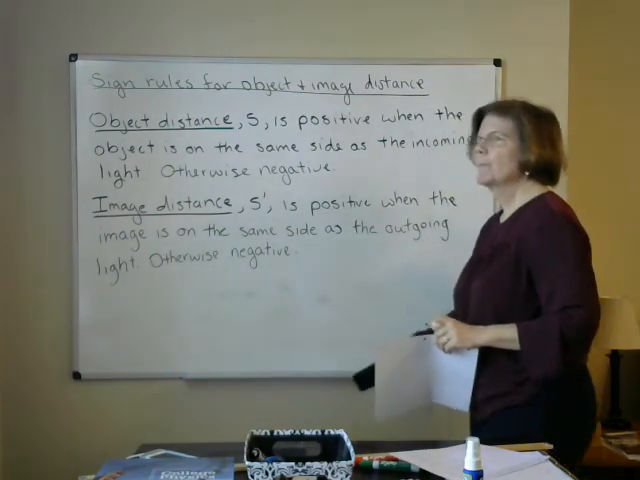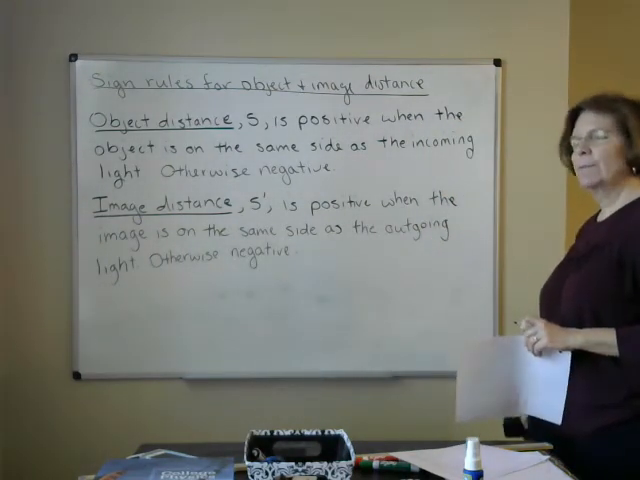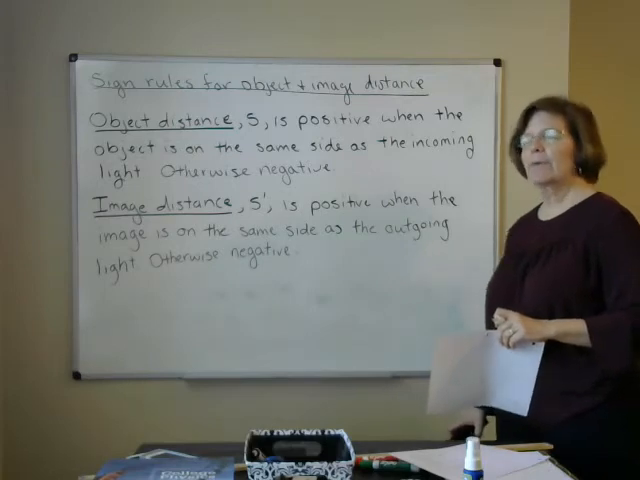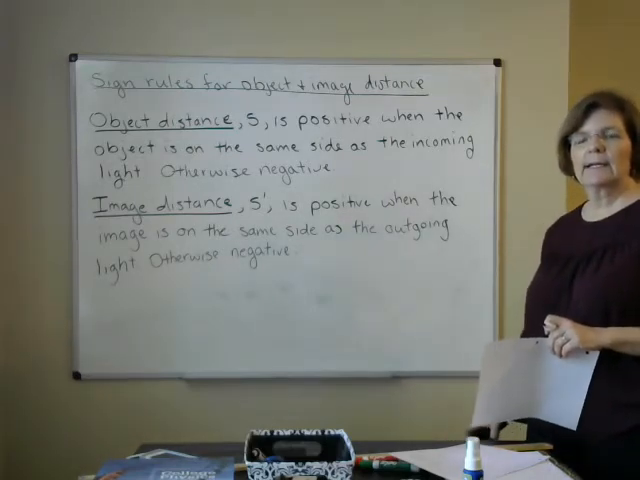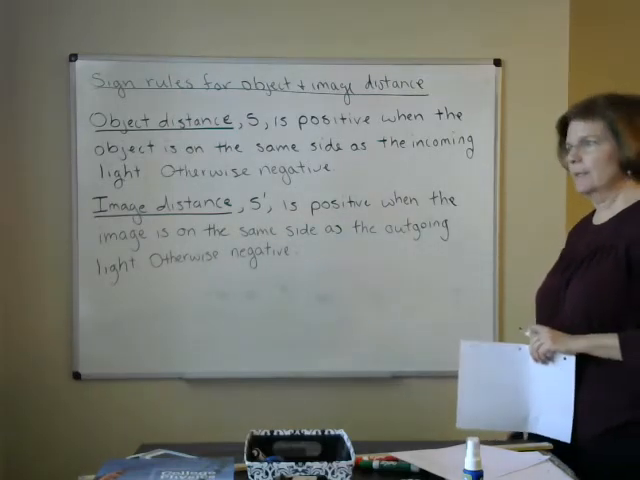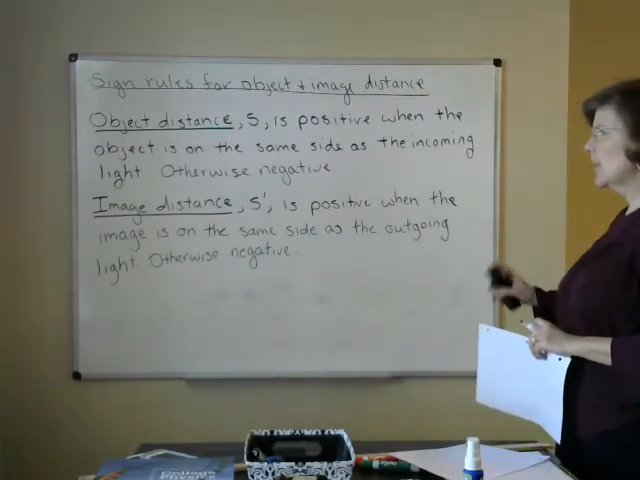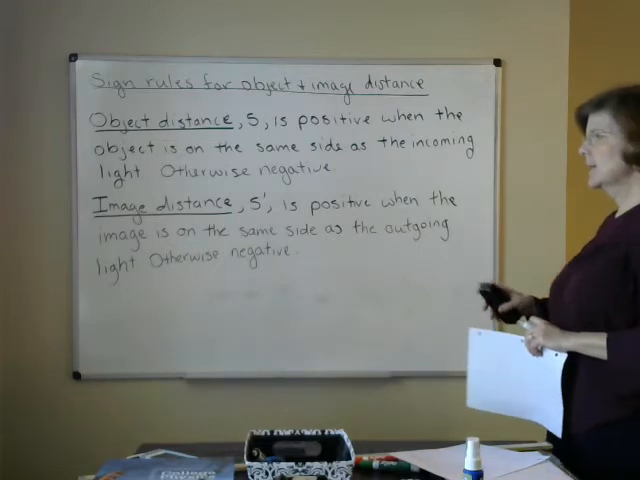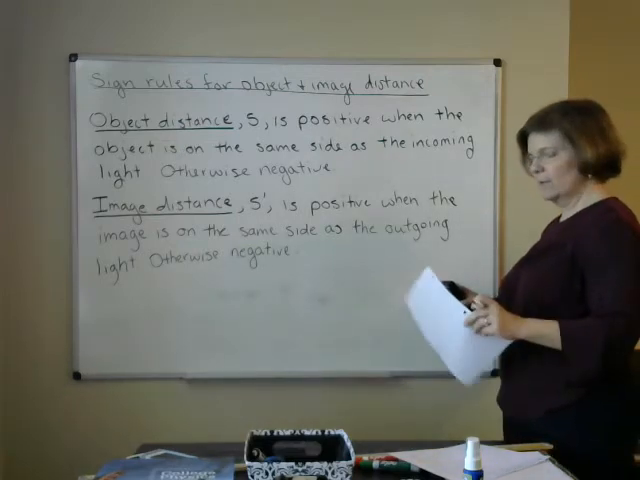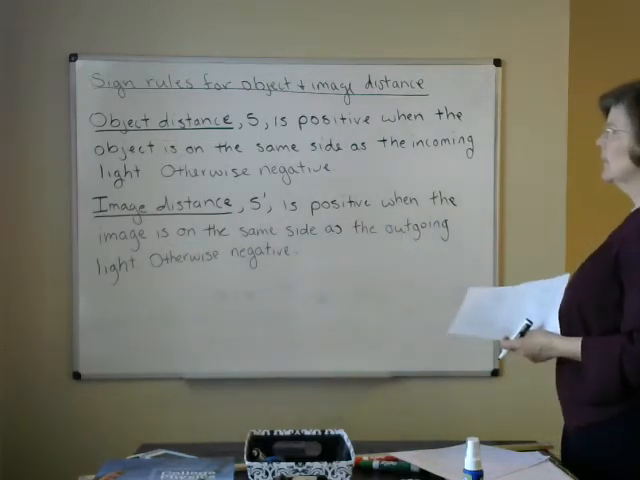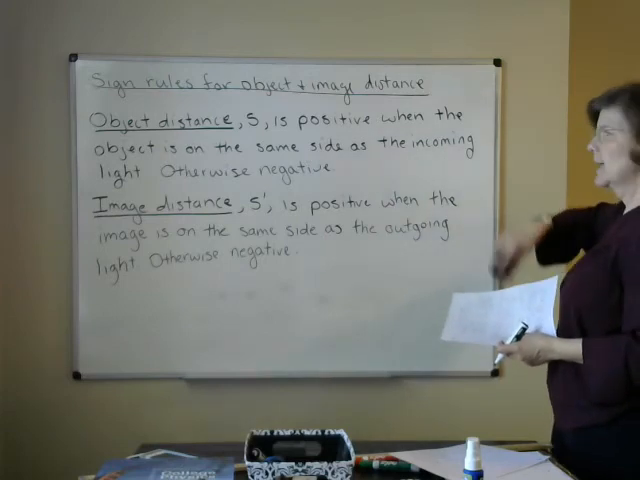Again, images with mirrors and lenses can be both in front of the mirror and the lens, and they can be behind the mirror and the lens. So we need to really pay attention. Image distance is positive only if it's on the same side as the outgoing light. So let's look at what happened. You can pause this if you need to write it. I'm going to move on.